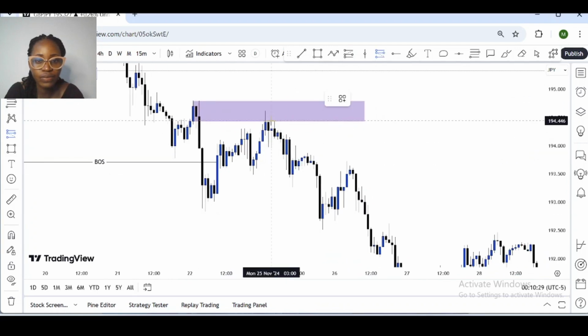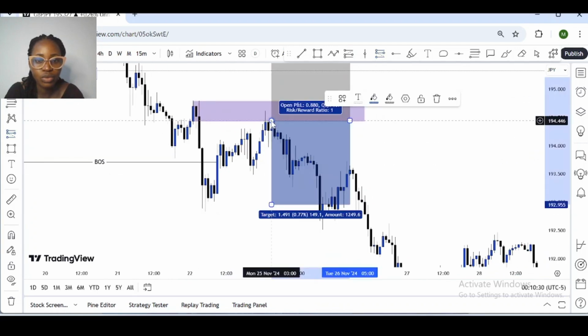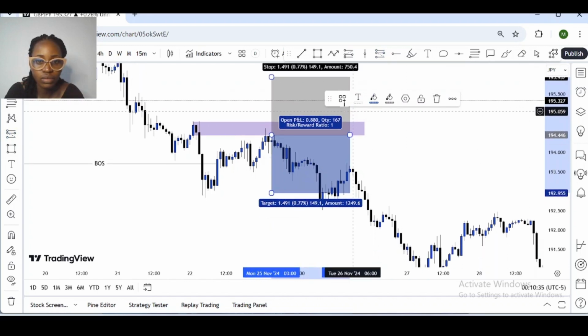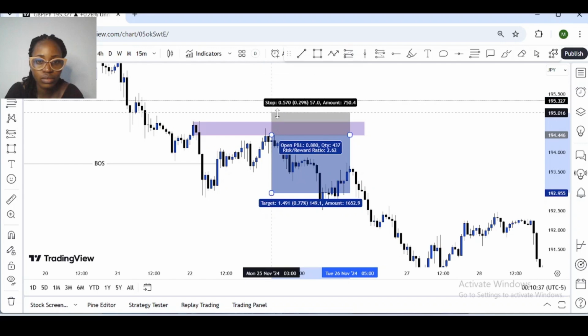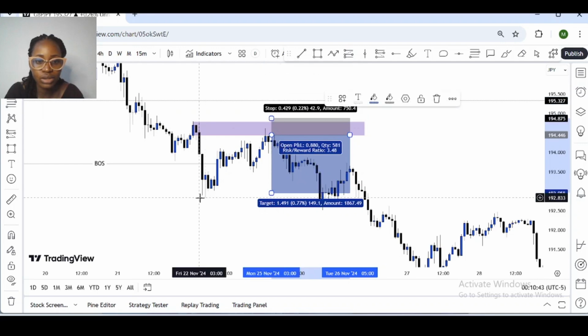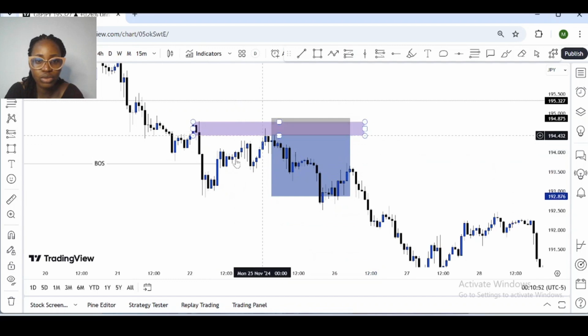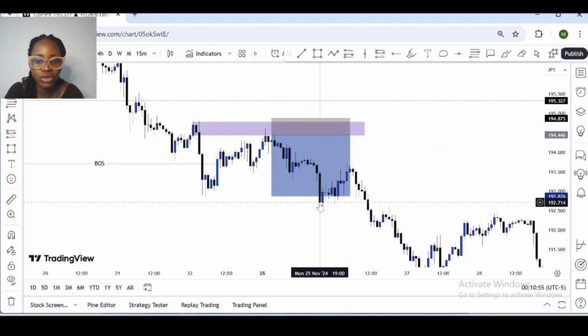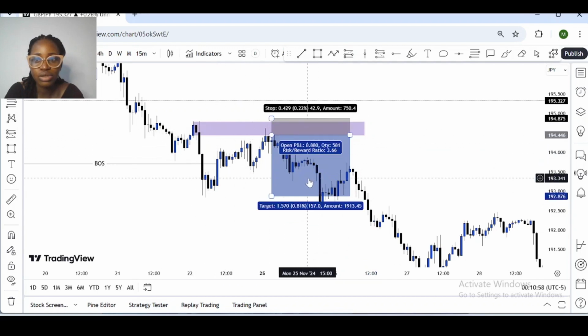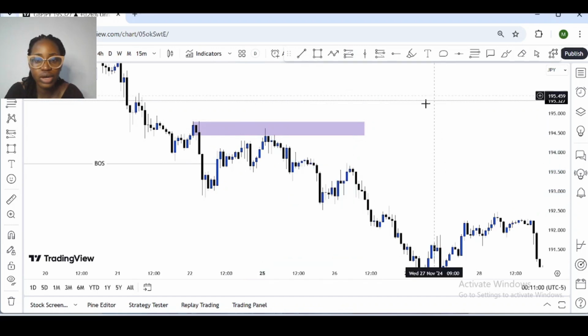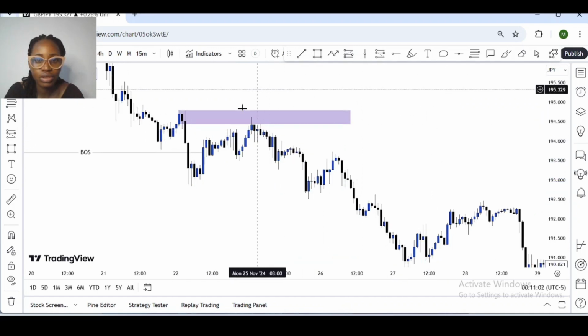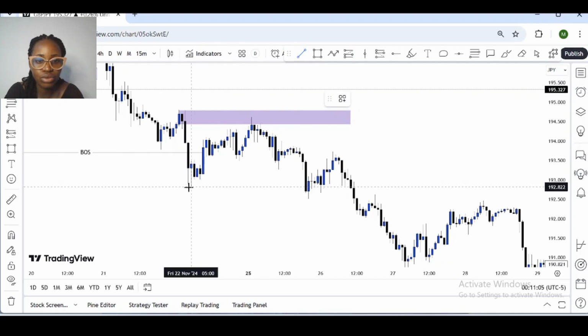Even before price got to the origin that caused the break of structure, you would have waited for price here, then target this point here. So price traded all the way up, tapped into this origin before delivering to the downside, right? So now let's take this off and look for another break of structure. Here we have another break of structure.